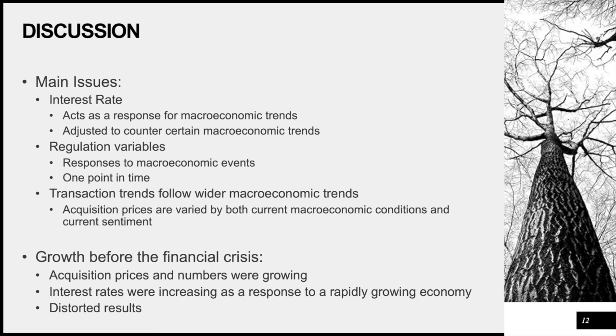So as the results are quite unexpected, here are some possible issues with the study. The main issue is that all variables used are tied to macroeconomic trends. As seen before, the transaction prices and numbers follow closely the macroeconomic conditions. However, in addition to the response variable, the explanatory variables are also tied to the overall economic conditions. Regulations are usually enacted as a response to a crisis or some macroeconomic event. For example, SOX was enacted as a response to a major financial scandal of public companies.